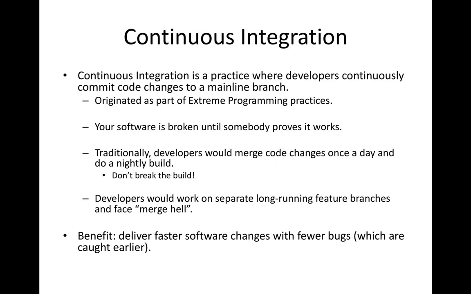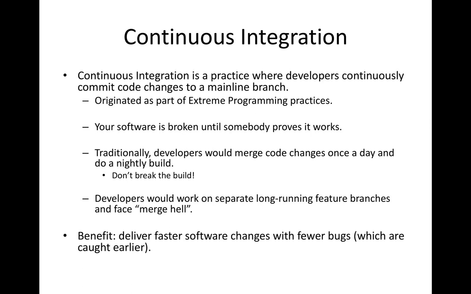Another practice that is very common within DevOps organizations is a practice called continuous integration. And the idea behind continuous integration is that it represents a software development practice where developers are continuously committing code changes to some sort of mainline branch within a source code repository. And the idea behind continuous integration originated as part of an agile methodology called extreme programming.